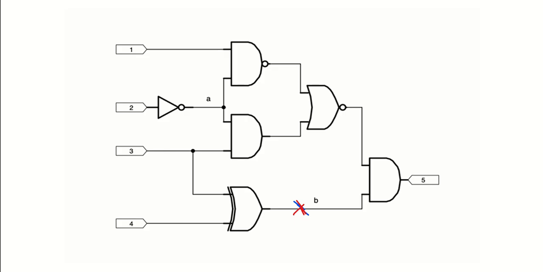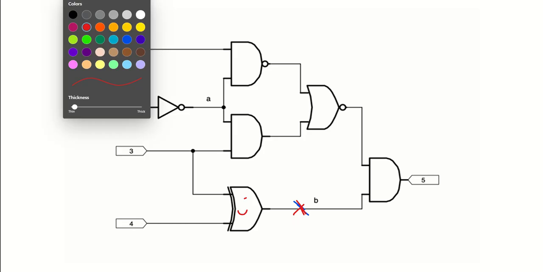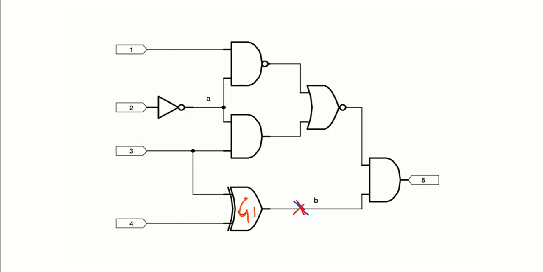And to test that, we have to make sure that whatever is coming through these gates, I'll call it gate 1, is 1. Whatever is coming through this gate is 1, so that I can test for the fault. So this gate produces an output of 1, so that I can test for the fault b stuck at 0.